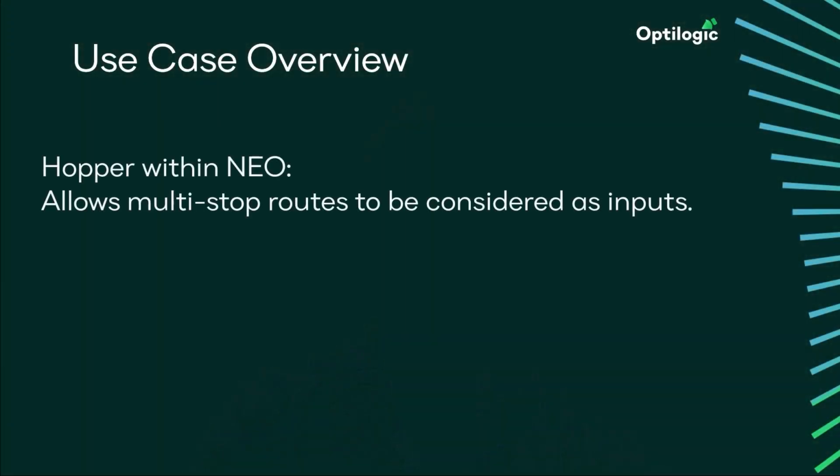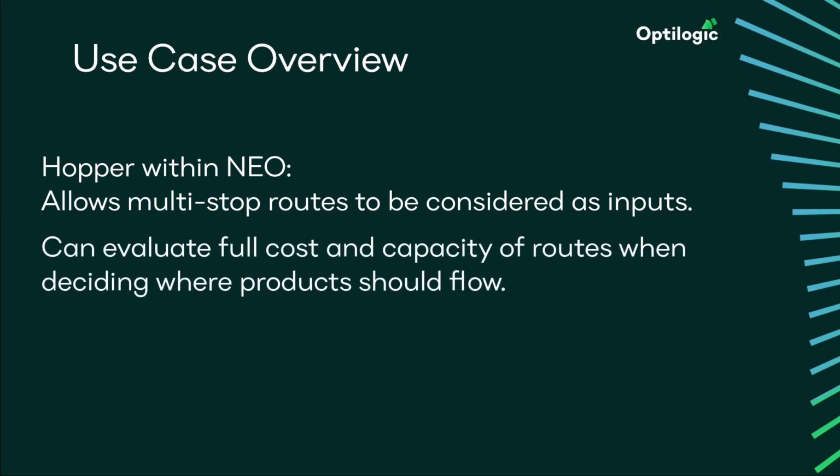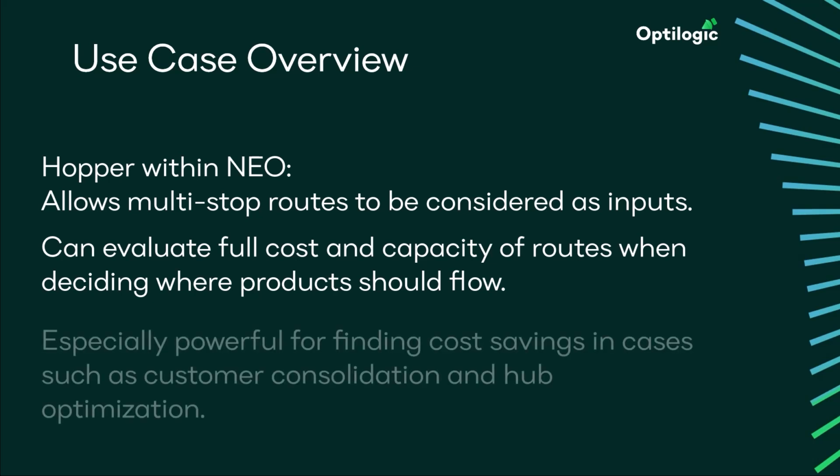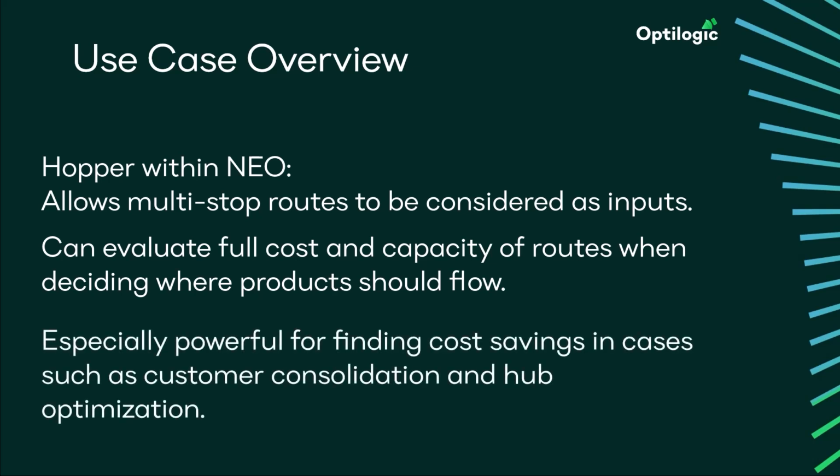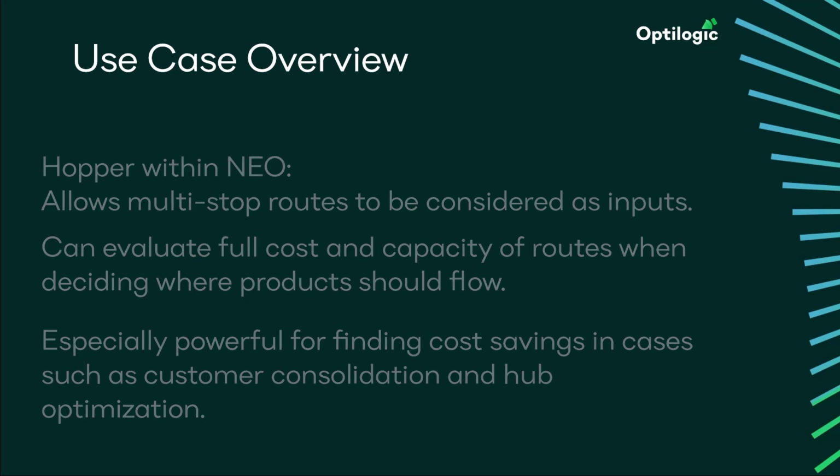So Hopper within Neo allows routes, including multi-stop routes, to be considered as inputs during a Neo optimization run. Instead of optimizing flows using only point-to-point lanes, Neo can now evaluate the full cost and capacity of routes when deciding where products should flow. This is especially powerful for use cases like customer consolidation and hub optimization, where using the traditional Neo solver by itself might ignore some of the potential cost savings you could have by incorporating multi-stop routes.